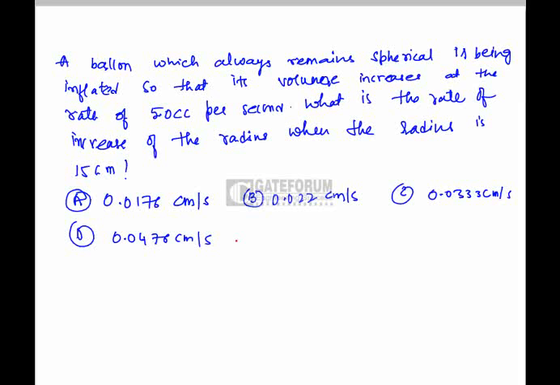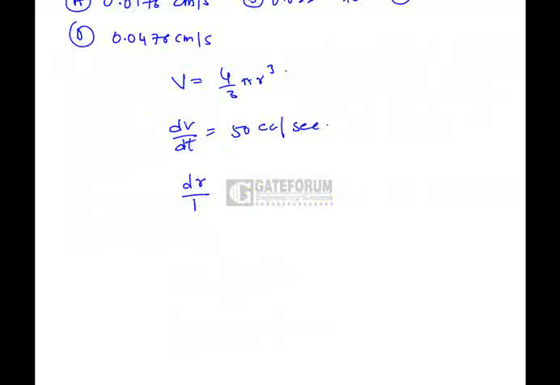So in this problem, it is given that a balloon which always remains spherical is being inflated so that its volume increases at the rate of 50 cc per second. Now we have to find the increase in the radius when the radius is 15 centimeters. So the balloon is always spherical, so the volume of a sphere is nothing but 4 by 3 pi r cube. And it is also said that it is inflated at the rate of 50 cc per second. So dV by dt is nothing but 50 cc per second. And we have to find the change in radius, that is dr by dt, when r is equal to 15.